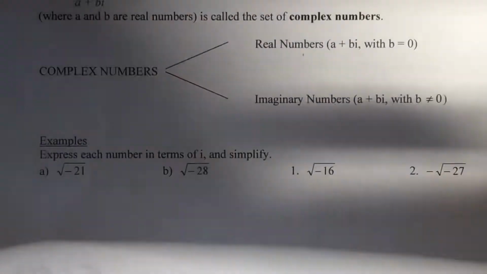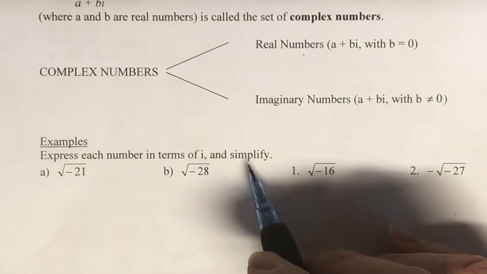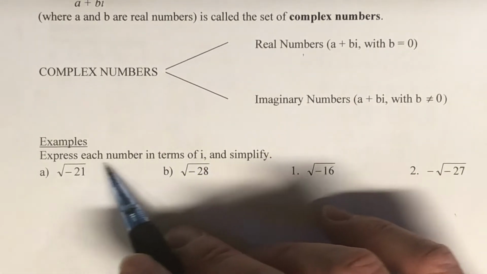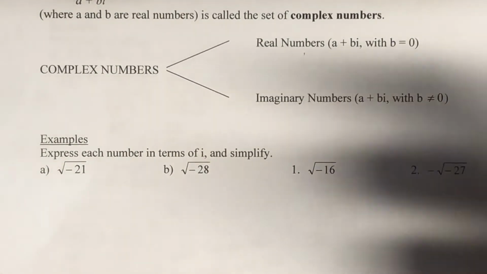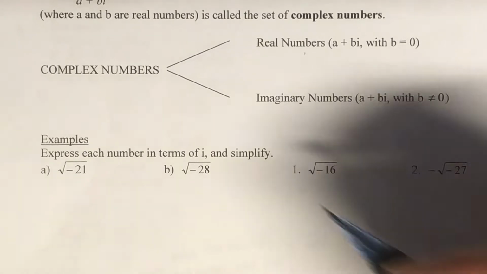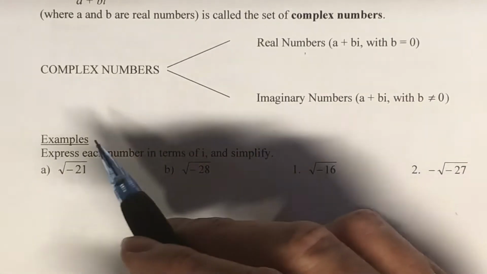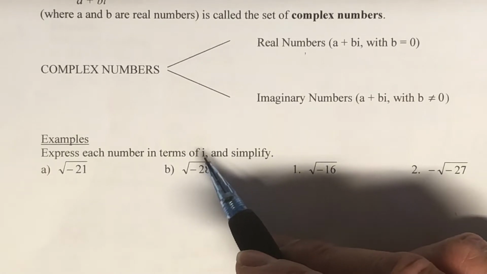However, if the problem says express each answer in terms of i and then simplify, when you see those words, express each number in terms of i, they are saying that imaginary numbers are now in play. They are now to be considered. You need to consider those. You can't just say not a real number as your answer anymore, at least for these problems. Usually there's exceptions to this, and we'll see those when they come up.